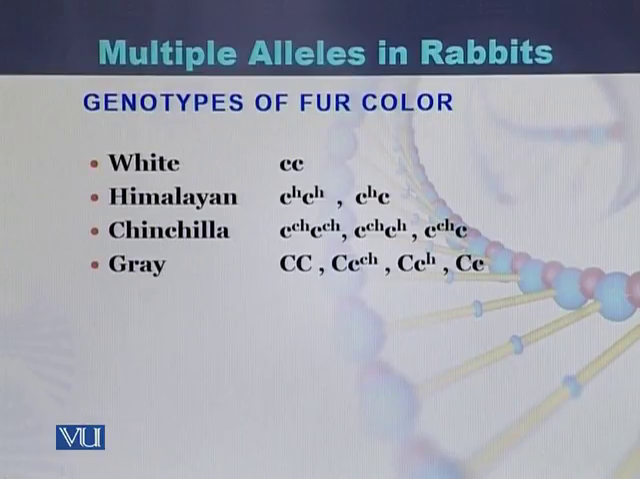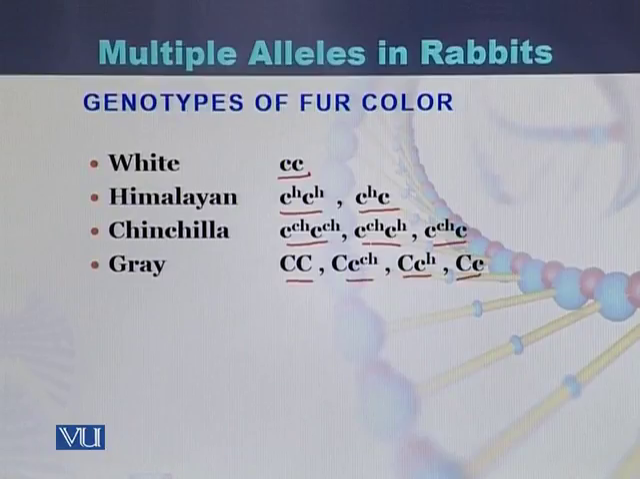So there are 10 different genotypes because there are 4 different alleles. If there are 4 different alleles, then 10 different genotypes will be produced. White will be when the allele C is in homozygous recessive form. Himalayan will be when there is the H allele with CH or C alleles. Chinchilla will have 3 different genotypes, while the gray will have 4 different genotypes. So there are 10 different genotypes.